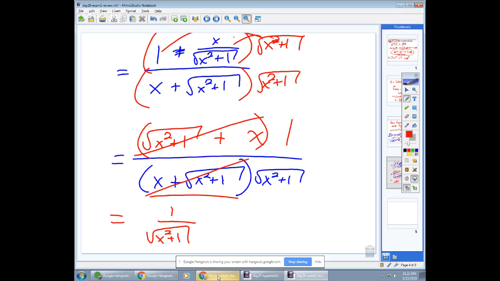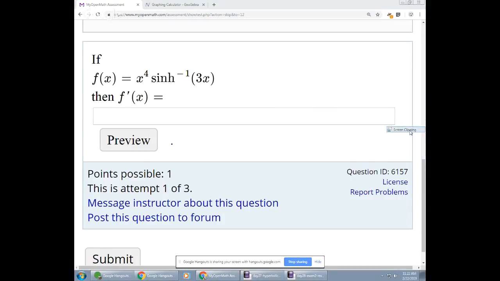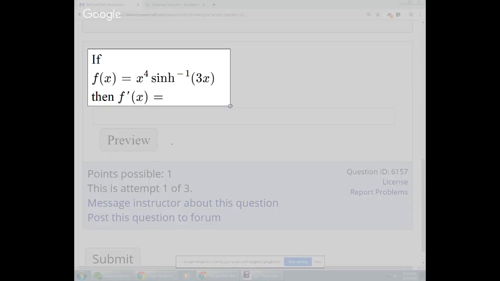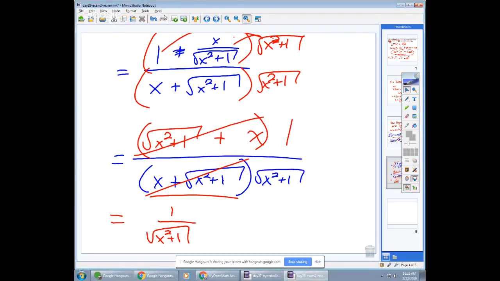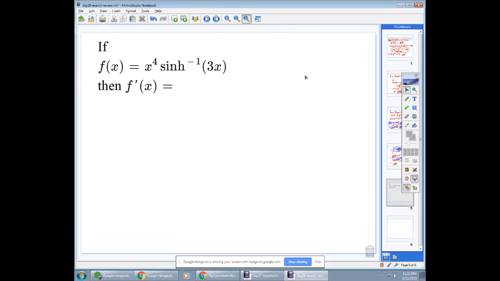Okay, so let's go to Miss Miller's question. She wants to know what's the derivative of x to the 4th times the arc sinh of 3x. So let's do it. Let me copy that into a new page. Remember that little -1 there just means the arc function, the inverse function. Different math people have different preferences. Somebody else wrote this problem. I prefer the arc notation.